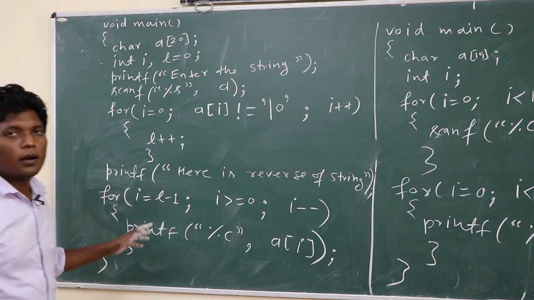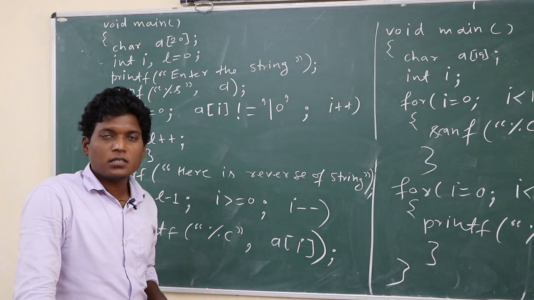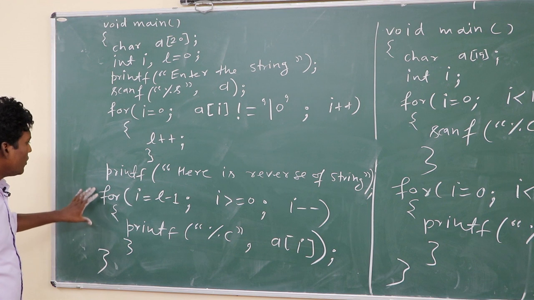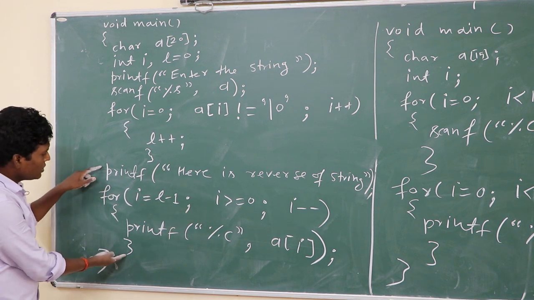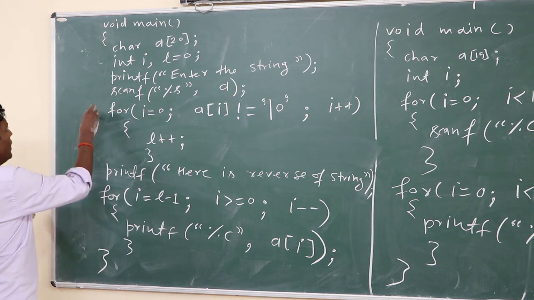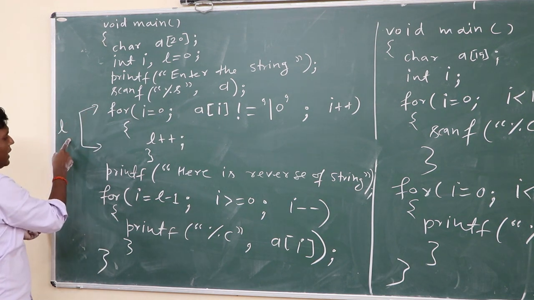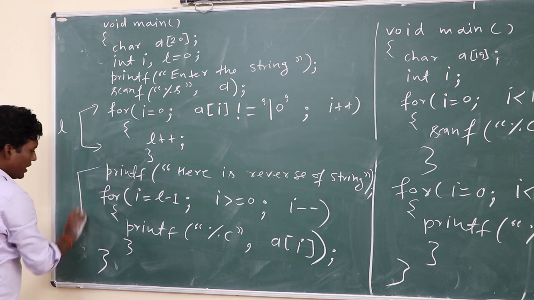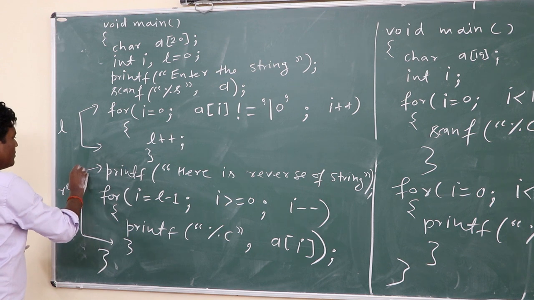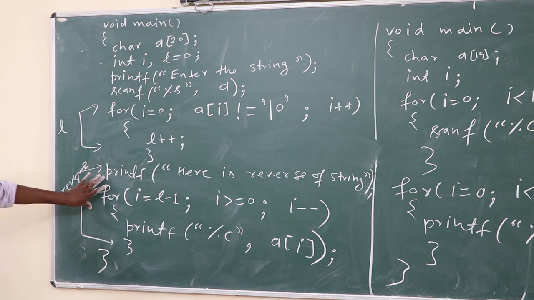Class, this is a program. Write a program in C to reverse a string. So this program is for reversing a string. Here string is reversed. Okay, class. Here length is calculated. Here first calculate the length. Here l is calculated, and from here to here the string is reversed.